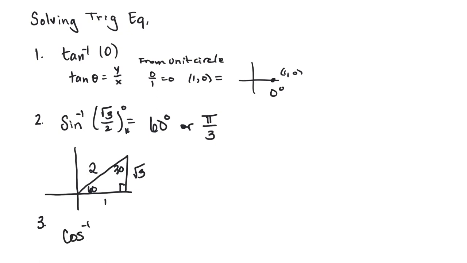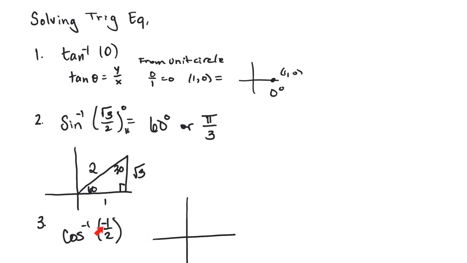The third example we're going to look at is a cosine function, a cosine inverse. It's saying, where on the unit circle, in this case specifically in the first or second quadrant, is cosine equal to negative 1/2? Now I could go back to the unit circle and look for the x coordinate to be negative 1/2. That's obviously going to be in the second quadrant because x is negative over here.